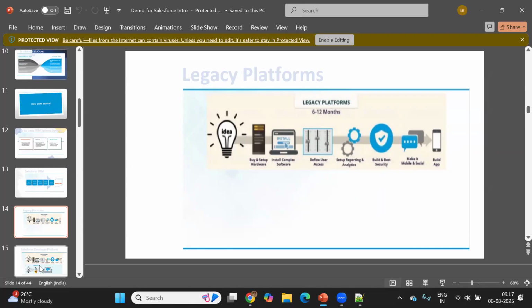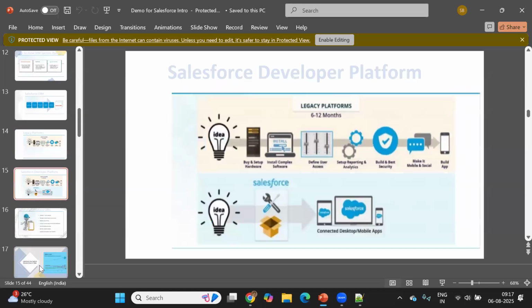Whereas if you depend upon the cloud, this is not only for Salesforce, I'm just discussing how the cloud works. Let's say with Salesforce, once you decide to build an application, you can immediately purchase the license, and you can start exploring the applications, like sales, marketing, service, which we just discussed. They are already developed by Salesforce.